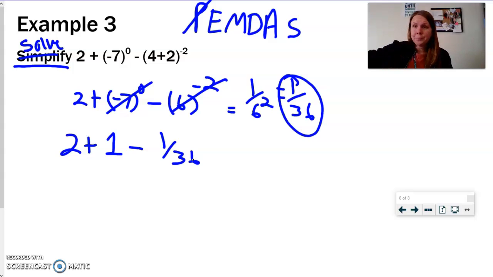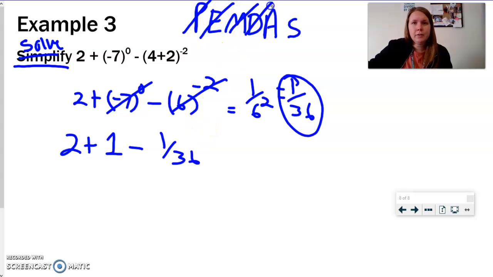Ooh, okay. Let's think of our order of operations again. We did exponents. We don't have multiplication or division. We do have addition and subtraction. We go left to right with those. So I'm going to add these two first. 2 plus 1 is 3. And then I have a subtraction of 1/36.